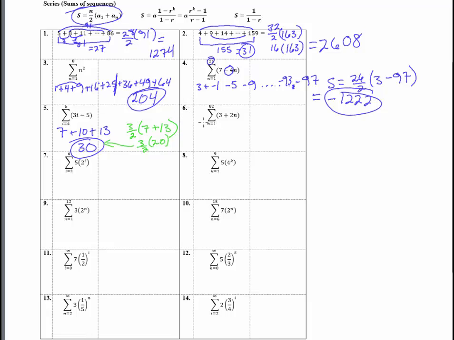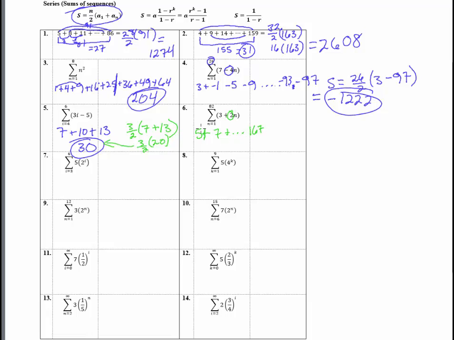Okay, number 6. The first term, 3 plus 2 is 5. And then you would stick in 2, and you get 3 plus 4 is 7, and so on. Notice again, that's the common difference, whatever you're timesing by here. And it has 82 of them, from 1 all the way up to 82. Stick in 82 for n to find the last term. 2 times 82 is 164.